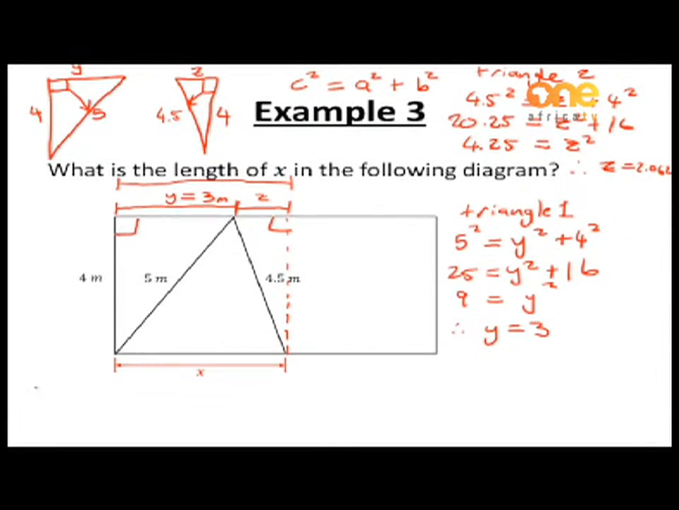So, we said that x is equal to y plus z. So we have that x is equal to 3 plus 2.062. And therefore, x is equal to 5.062 meters.